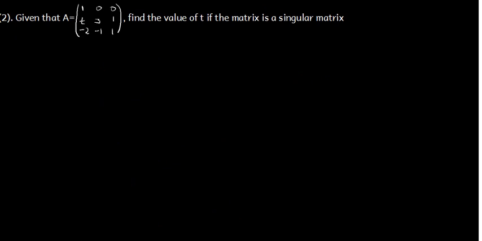Let's consider this one. Given that A is equal to that matrix we've been given, find the value of t if the matrix is a singular matrix. Now if we've been told that a matrix is singular, that means its determinant is equal to 0. So we're going to find the determinant of this matrix. Determinant of this matrix A is going to be equal to, well, when we want to find the determinant of a 3 by 3 matrix, first we're going to get this number which is here, that is a 1, and then cancel out each row and each column.